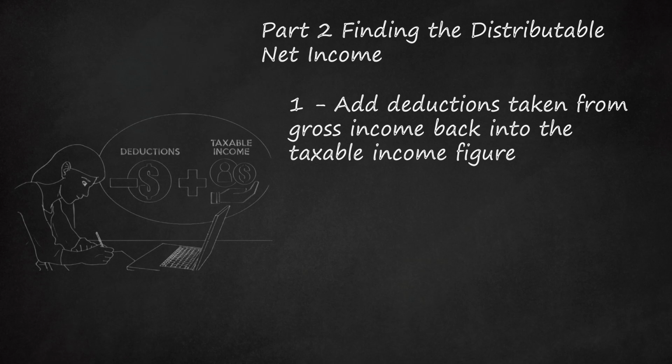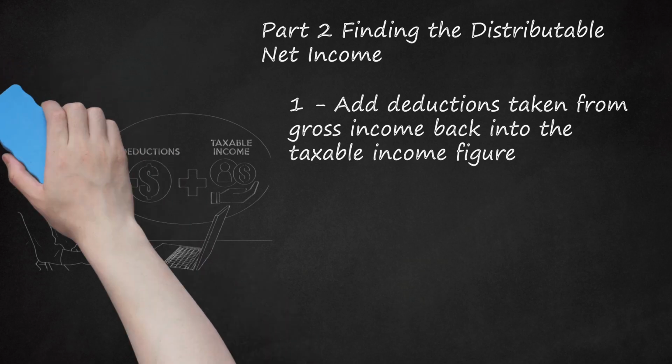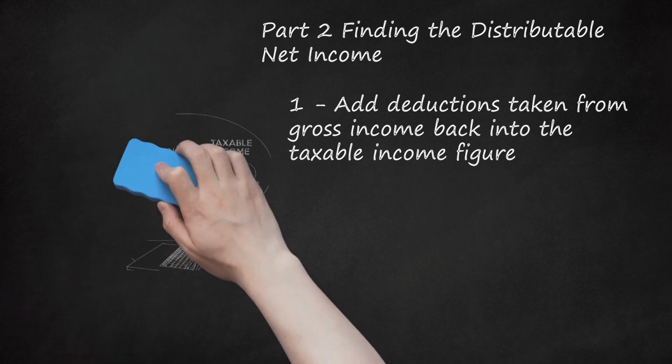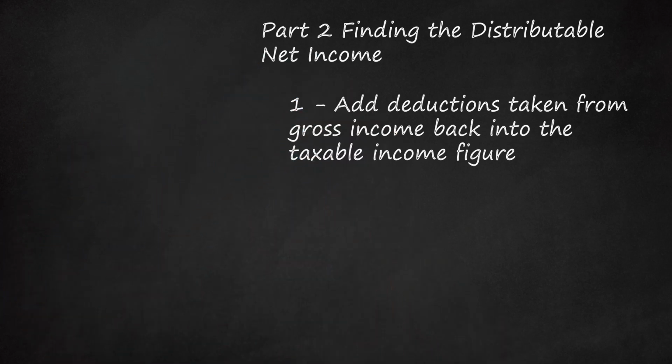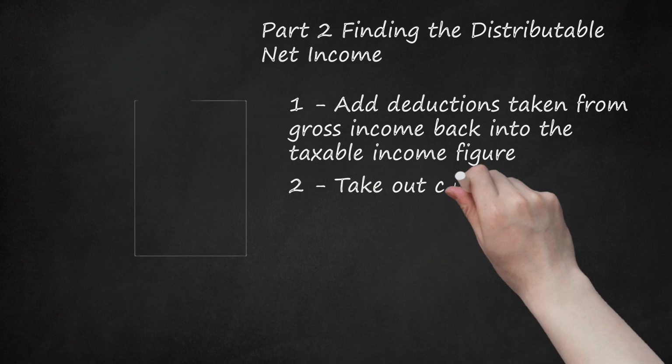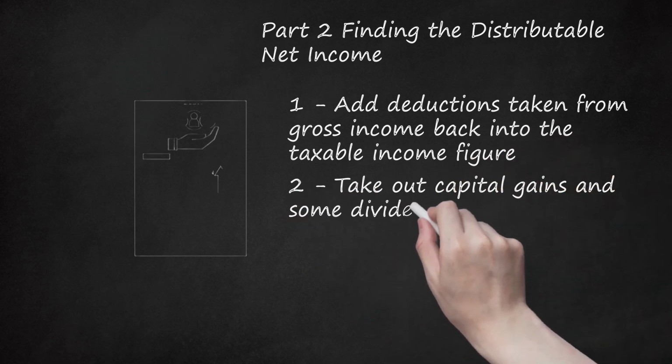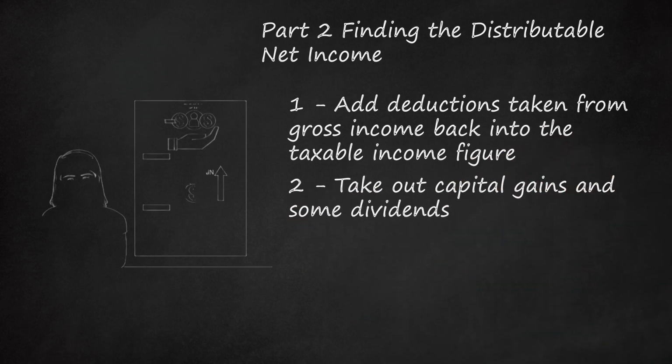You also must add any tax-exempt income. Even though the income is tax-exempt, it still is considered distributable. 2. Take out capital gains and some dividends. Take the figure you have after adding back your deductions and subtract capital gains as well as stock dividends or similar amounts that are allocated to the trust's principal rather than distributed to beneficiaries.